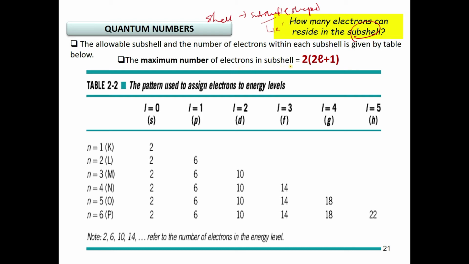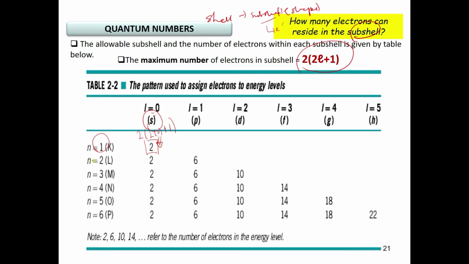So to know this, you are able to calculate based on this equation: 2 times (2L plus 1), okay? Say, for example, for the principal quantum number n equal to 1, the L is only equal to 0. So within the s subshell, you can only fit in 2 electrons in this particular orbital. How? It's based on 2 times (2 times 0 plus 1), so it's equal to 2.